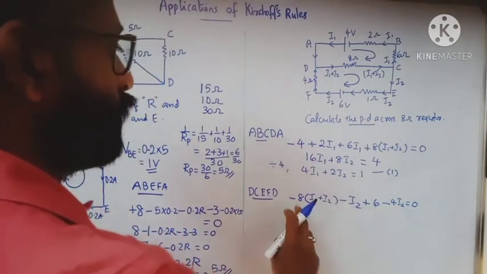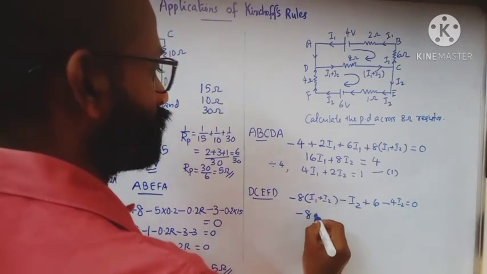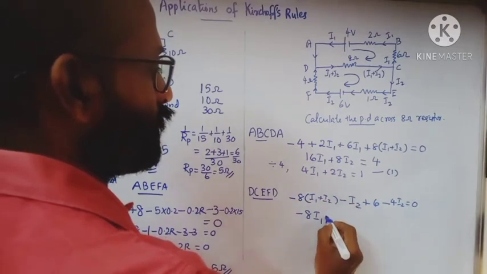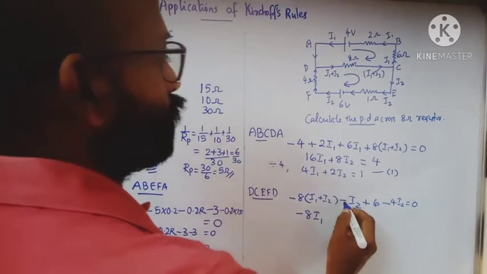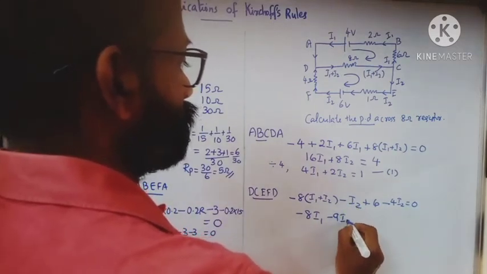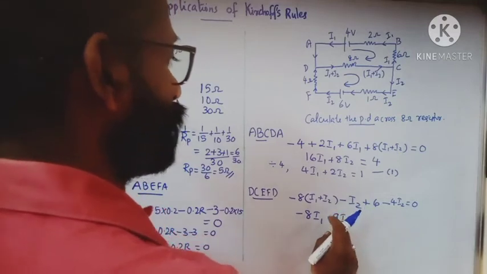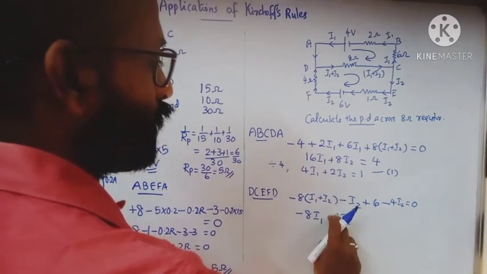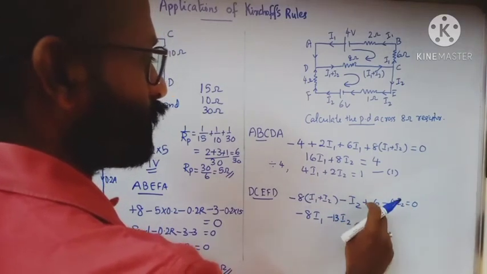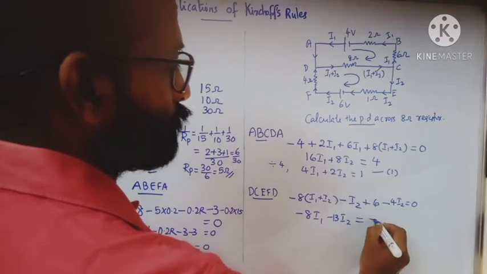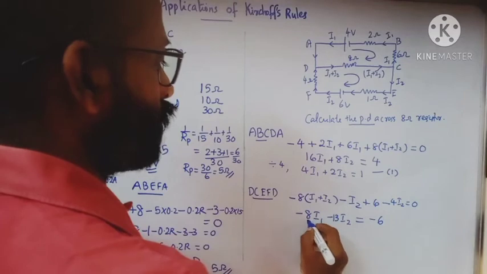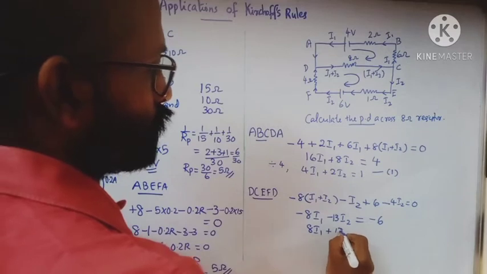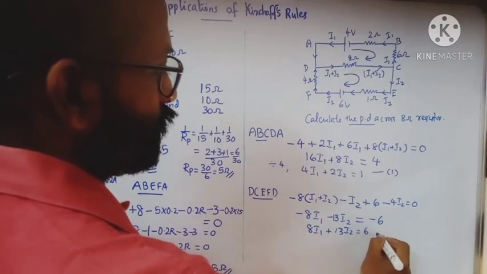Now rearranging, we have minus 8 I1. How many I2? Minus I2, minus 8 I2. So both will be minus. We can say minus 9 I2. Okay, so we have one more I2. Minus 8 I2, minus I2, minus 9 I2, minus 4 I2. Minus 13 I2 we have. This 6 I take to right side. Plus 6 becomes minus 6. Dividing throughout by minus 1, you will get 8 I1 plus 13 I2 is equal to 6. Equation number we will put later.